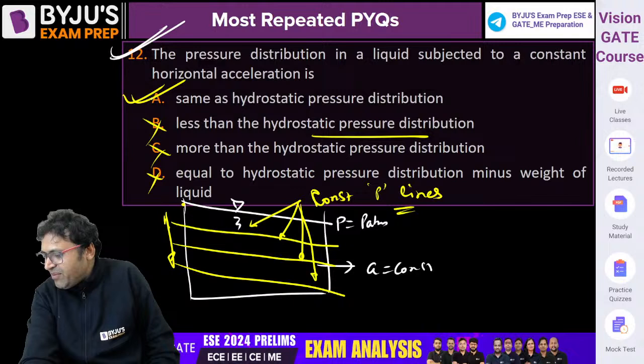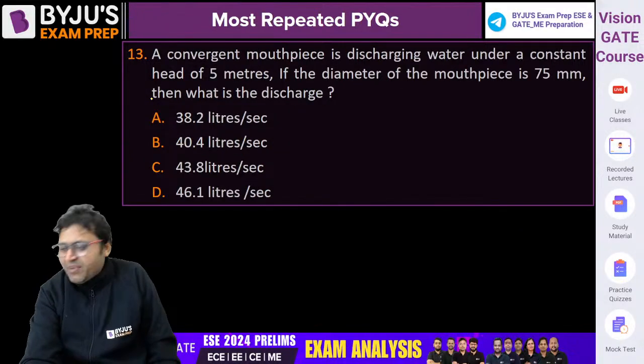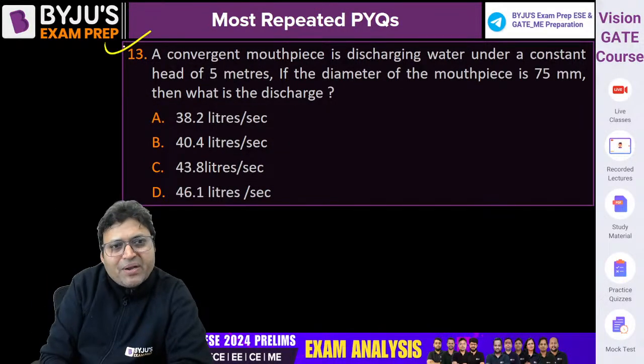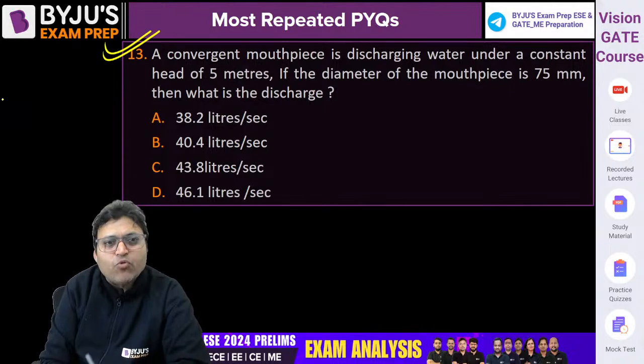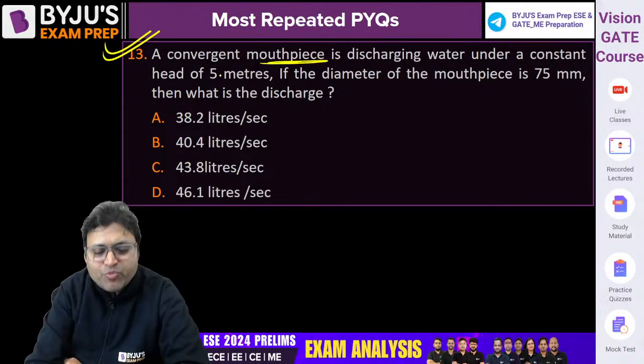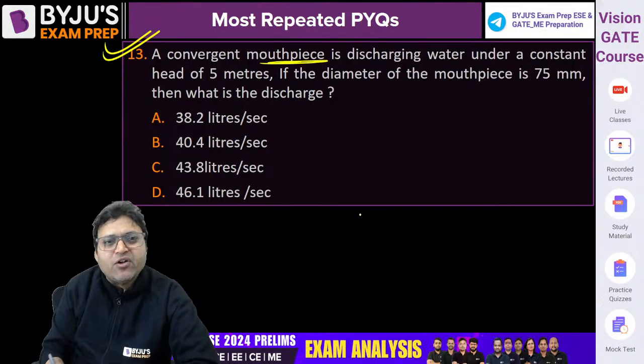Question number 12, A will be the answer. Question number 13. Simple question. A convergent mouthpiece. Mouthpiece is an instrument which is used to measure the flow rate. Is discharging water under a constant head of 5 meter.